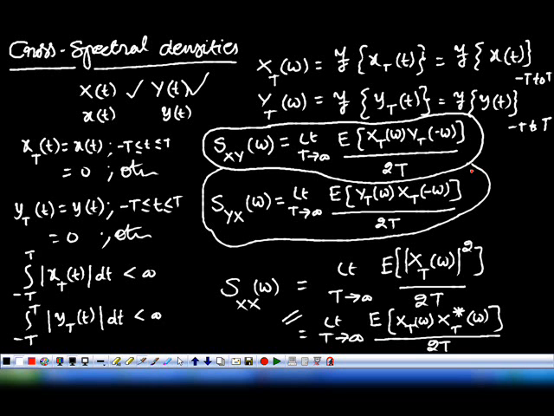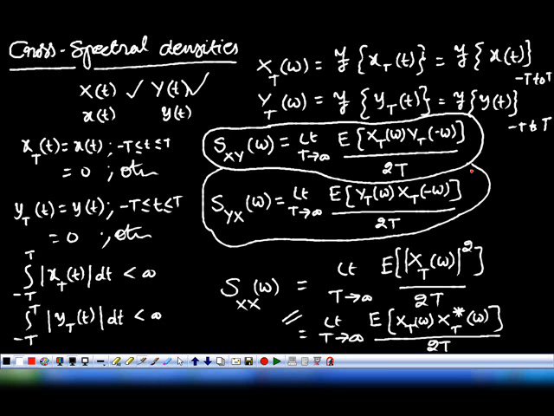Here we are assuming small xT of t and small yT of t are the two functions that are obtained by truncating the sample functions x of t and y of t over the interval minus T to T. See, we have the sample function x of t that is truncated to minus T to T.